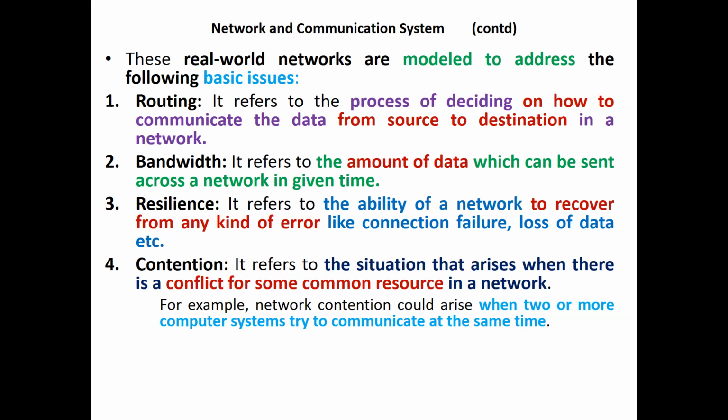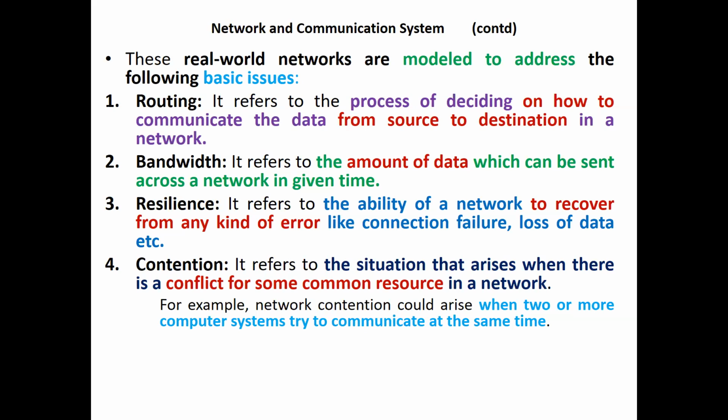Bandwidth is the amount of data which can be sent across a given network in a given time. Resilience. Normally resilience means, suppose you are running a 100-meter dash. Somehow you fell down. Will you stay there? No. You will immediately get up and complete the race. Sometimes you will win also. That is called resilience, quick recovery. Similarly, in a computer network also there is a failure. During the time of failure, there should be a mechanism to recover to normalcy quickly. That's what is referred to as resilience.